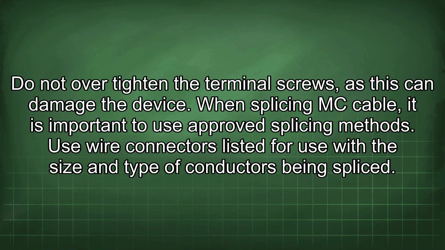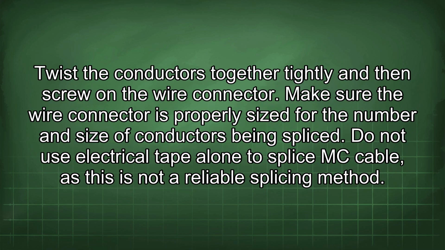When splicing MC cable, it is important to use approved splicing methods. Use wire connectors listed for use with the size and type of conductors being spliced. Twist the conductors together tightly and then screw on the wire connector. Make sure the wire connector is properly sized for the number and size of conductors being spliced. Do not use electrical tape alone to splice MC cable, as this is not a reliable splicing method.